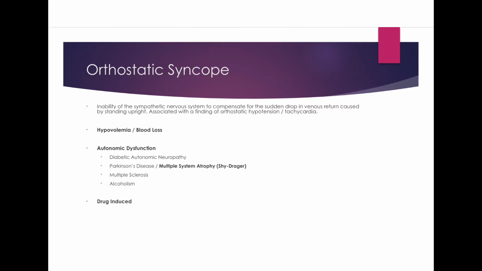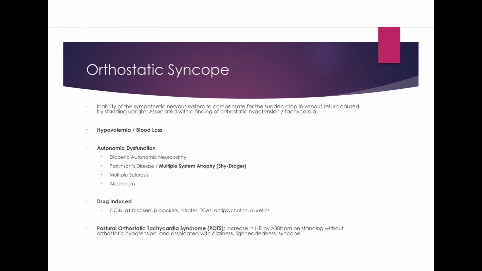Drug-induced forms of orthostatic syncope, again, are related to drugs that impair the ability of the autonomic nervous system to vasoconstrict when a patient changes position. These would include calcium channel blockers, alpha-1 blockers, such as prazosin and terazosin, which are often given for BPH, beta blockers, nitrates, tricyclic antidepressants, antipsychotics, and of course diuretics, which would cause intravascular volume depletion.